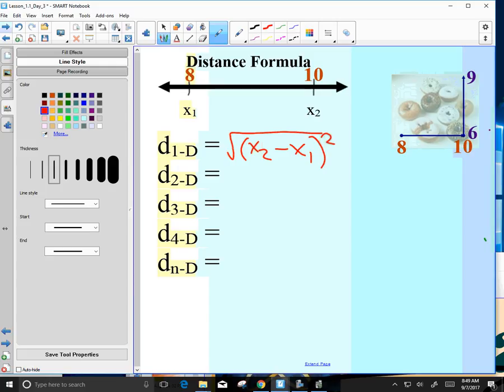But what if I went 8 minus 10? Now I get negative 2. But what happens when I square negative 2? Get a 4, and the square root is 2. So either way, I get a distance of 2.